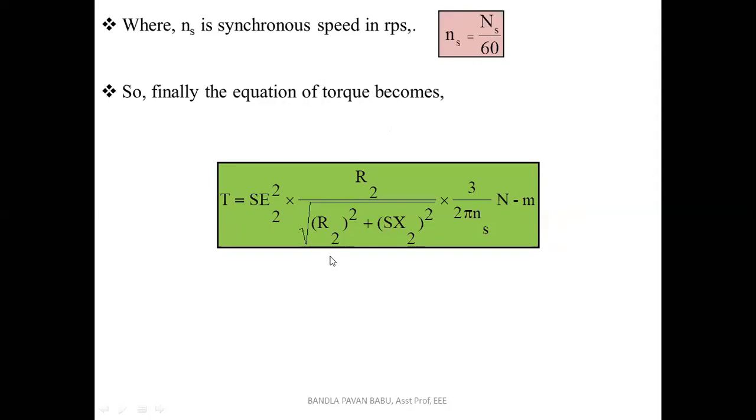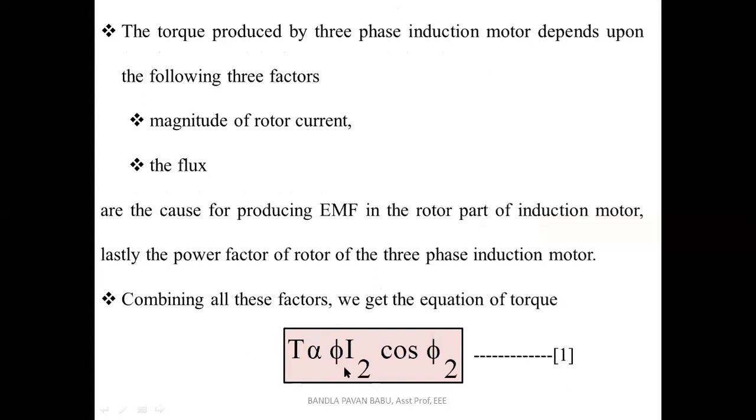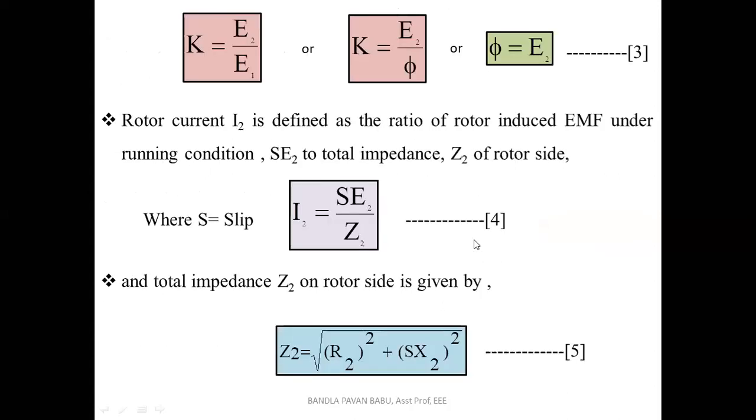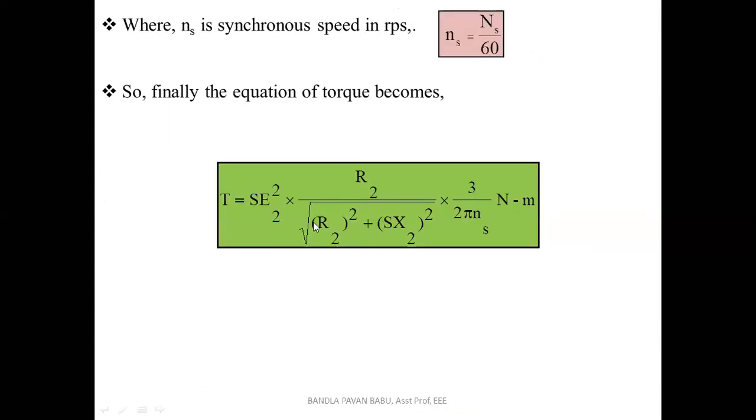With this, the derivation part is done, so what do we conclude? The torque is proportional to the flux developed, and it depends on the rotor current and the power factor. At the end, we derived all these parameters: the flux and its relation, the rotor current developed in terms of slip, and the power factor developed in the rotor circuit in terms of slip. Substituting all these values, we get the torque equation with the constant 3 by 2 pi ns. This is the torque developed in an induction motor.